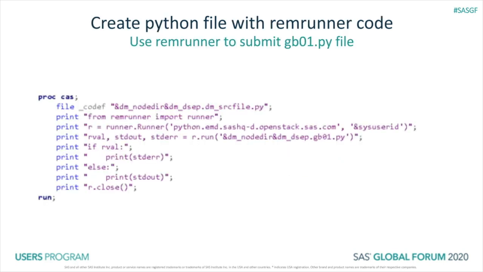Now, we run proc cas to create a file that contains Remrunner code, which will run in the Python environment set up where the compute server is running in the SAS Viya system. The Remrunner, remote runner, transfers the gb01.py file to the remote host where Python is running and executes it. In this case, the gb01.py file is copied to a temp location on the remote host, permissions are set to 700 and the script is then executed. On cleanup, the PID directory and all contents are removed before closing the connection.